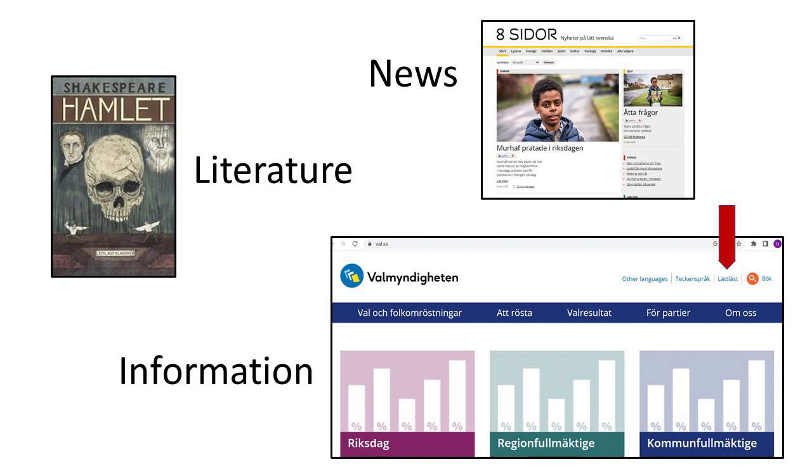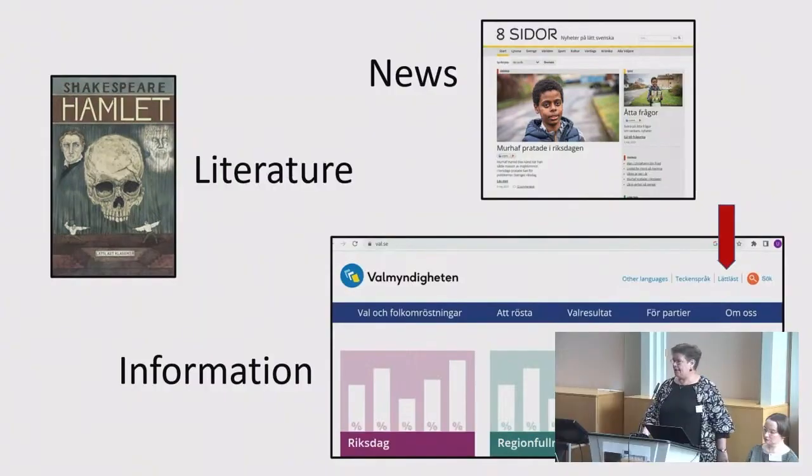And when it comes to information, the example I have here on the screen is from the election authority. I forgot to check what their official English name is, but the authority that is responsible for organizing the elections in Sweden. And it is from their website, and you see the red arrow. It points to a word that says lättläst, which is the Swedish word for easy language, easy to read. And if you press that link, you will enter a section of the website where all the information is in easy language. These are some examples of easy language products in Sweden.